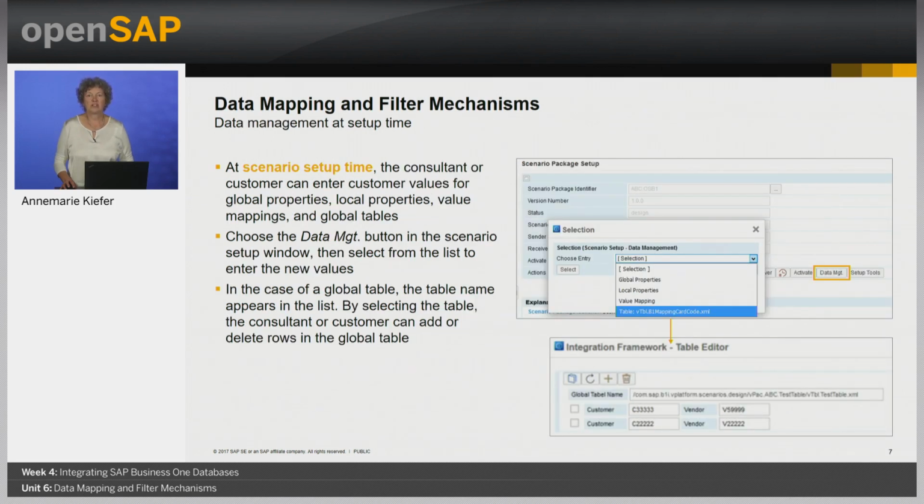When you deploy the scenario at the customer, the field values can be entered by the consultant or customer. Choose the data management button in the scenario setup window and select an entry from the list. In the case of a global table, the table name will appear in the list and is retrieved from the BizStore. The table contains a structure, and you now enter the row and column data as shown here. By changing the codes in the table, the scenario can run in other companies with no design change.